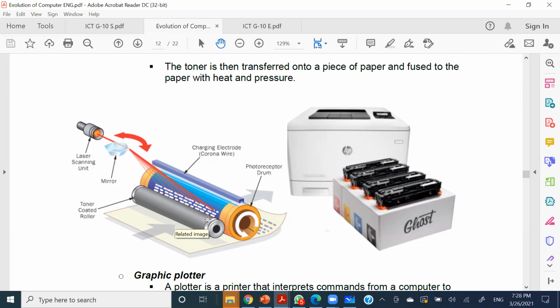And again, when it comes to the toners, it's a little bit costly, right? The cheapest option is the ink tank solution. But if you are bothered about the quality of your printouts, that means you have to go for something like laser, right?